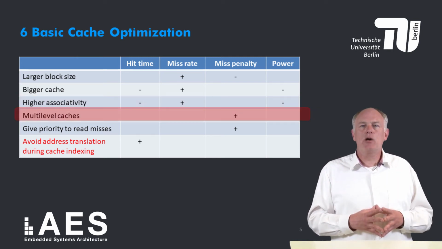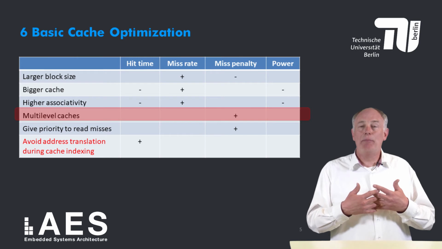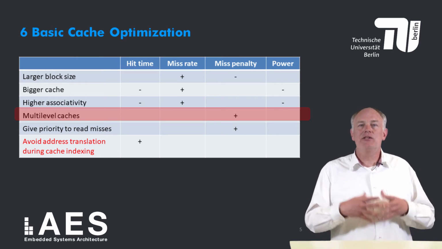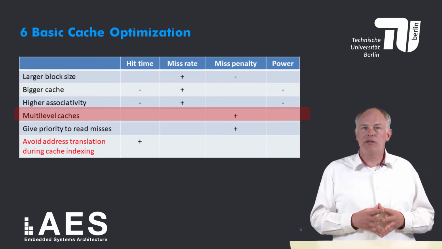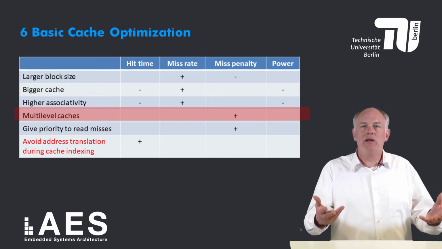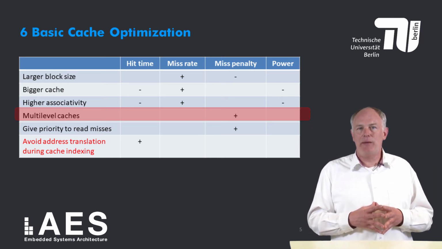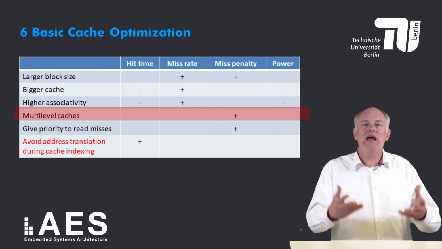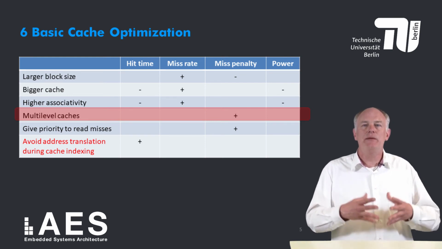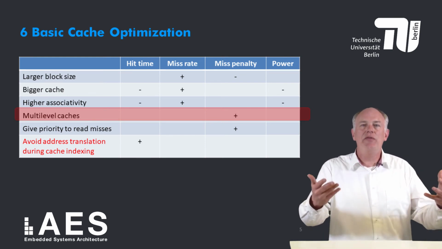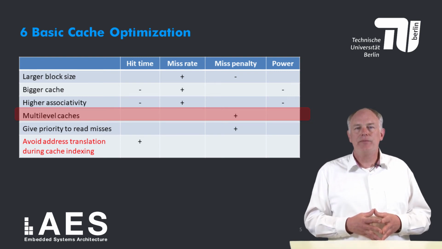The fourth basic optimization is to employ a cache hierarchy consisting of multiple cache levels. This improves the miss penalty component of the average memory access time, since we don't have to go to main memory to fetch the missing data, but often find the data in the level 2 cache.